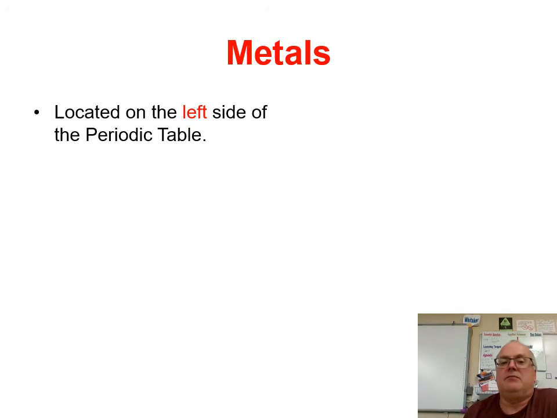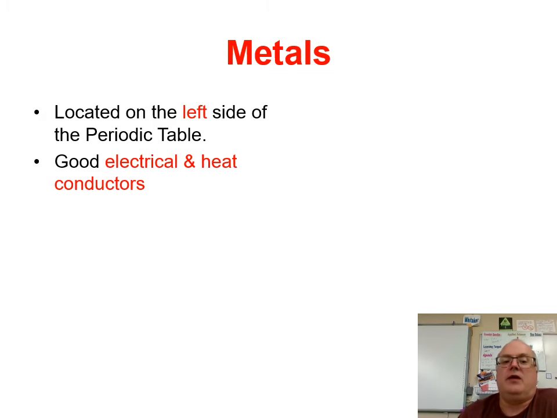Elements that are considered metals are always going to be found on the left-hand side of the periodic table. They are good electrical and heat conductors. They conduct electricity and heat very well. That's why we make wire out of metals and cooking pots out of metals.